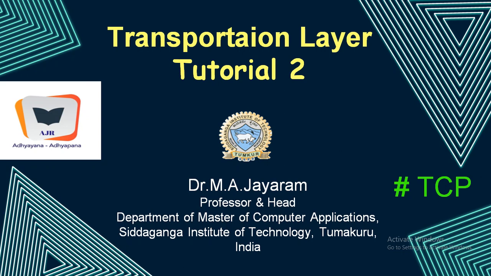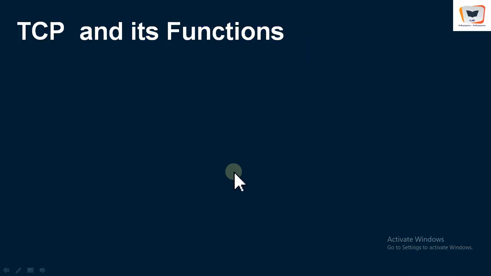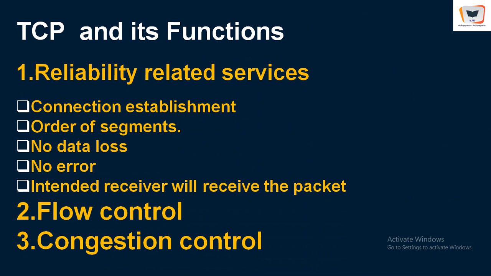Oh, my esteemed viewers, in this tutorial, TCP and its reliability services are clearly explained. TCP is a predominant protocol as it provides a connection-oriented service. Some of the top-notch functions provided by TCP would include reliability related services, and it is very important to note that the reliability related services come like a package.